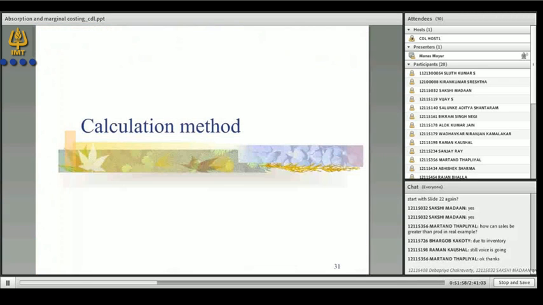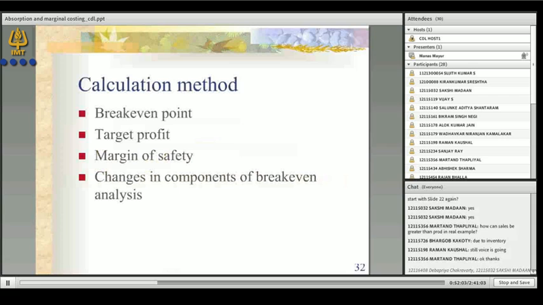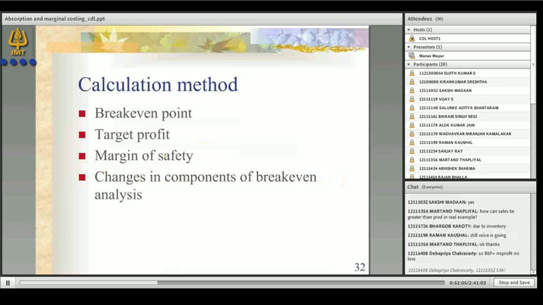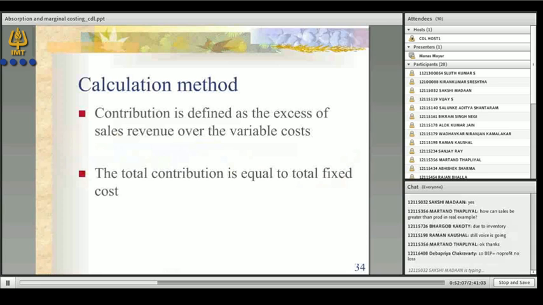Now that was shown using a graph. How this can be, we can understand using calculation. So again, break-even point is a no profit, no loss situation. The same thing can also be understood using calculation.